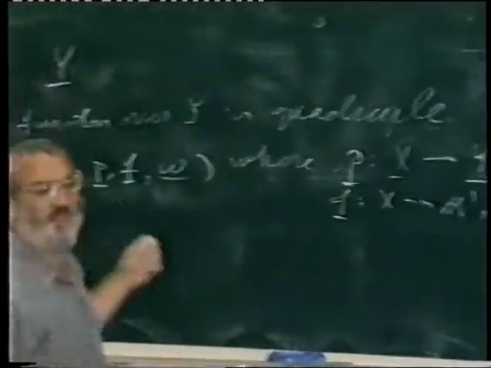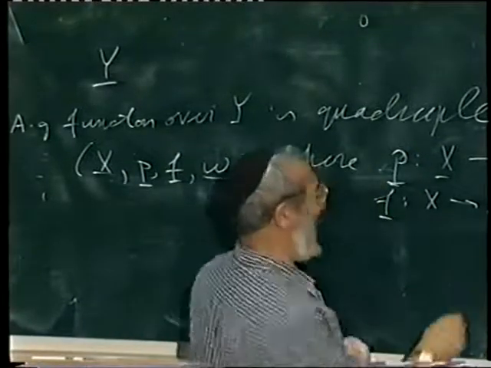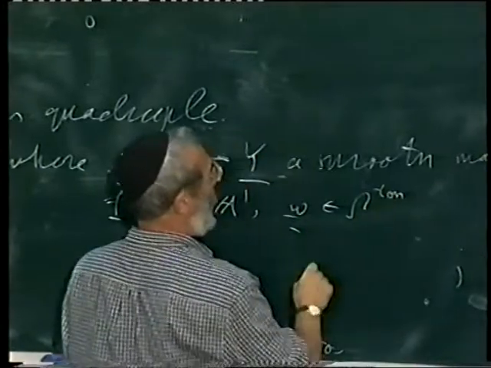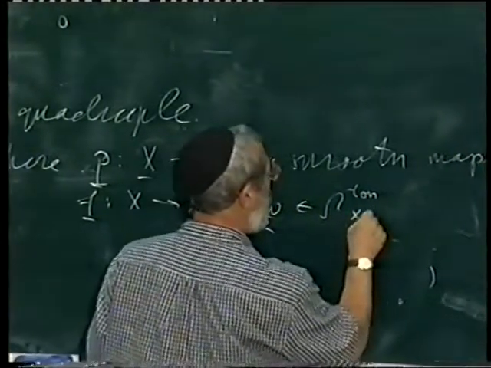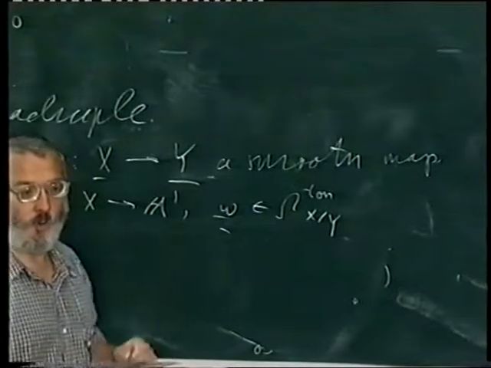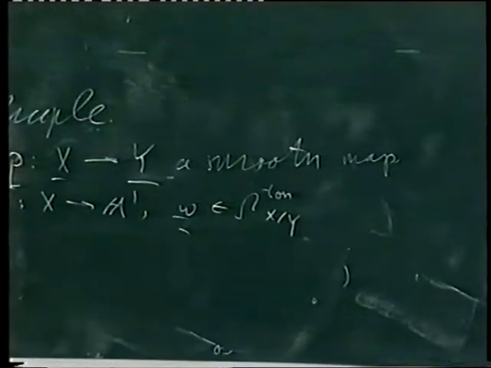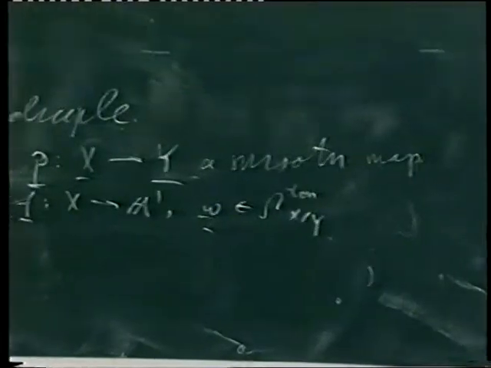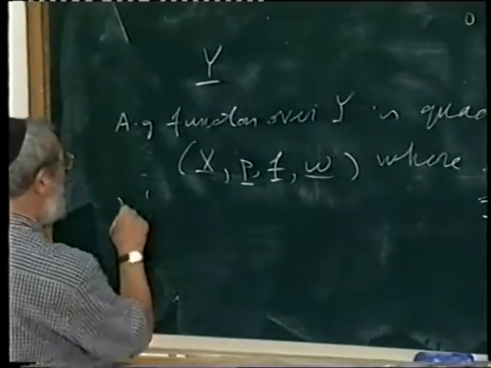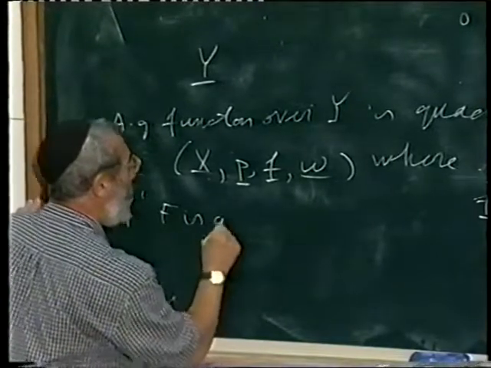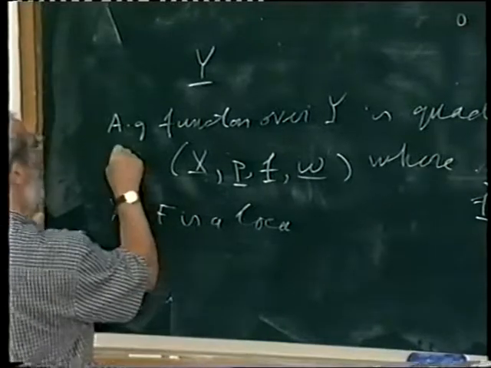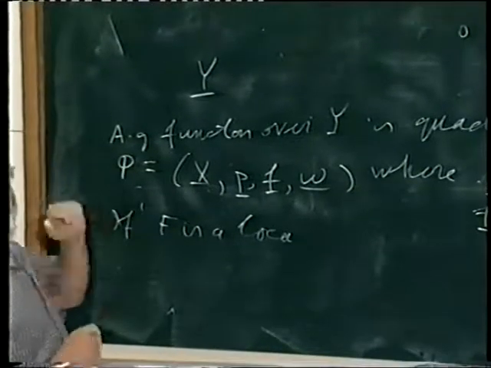I'm sorry if they look the same, but I didn't write them twice. This is the top relative form, omega, top of x over y. It's the volume, top form. Now, if this is the notion of an algebraic geometric function, it's the top volume form. If F is a local field, let's define this function. We'll call it phi. Phi is a function.